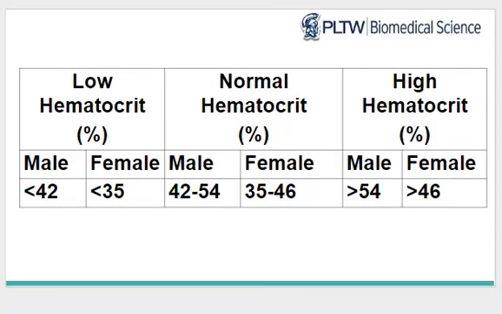What's normal for a male is different than what's normal for a female. Normal values for a female are somewhere between 35 to 46%, whereas normal values for a male are somewhere between 42 to 54%. Anything below 42 for a male would be characterized as a low hematocrit. Anything lower than 35 for a female would be considered low as well. Anything higher than 54% for a male would be considered a high hematocrit reading. Anything higher than 46 would be considered a high hematocrit for a female.